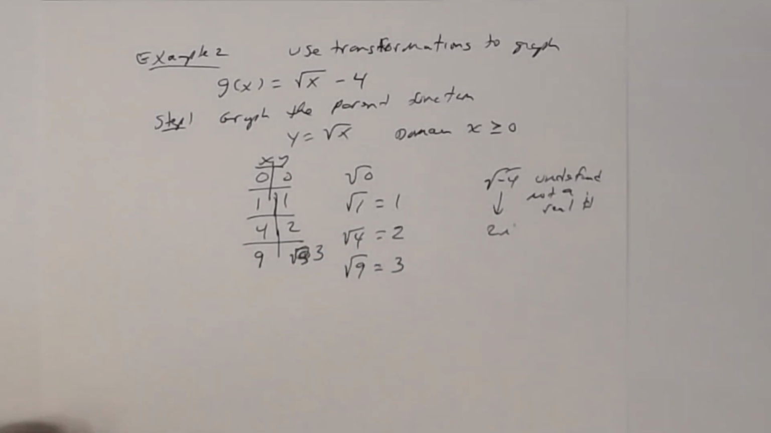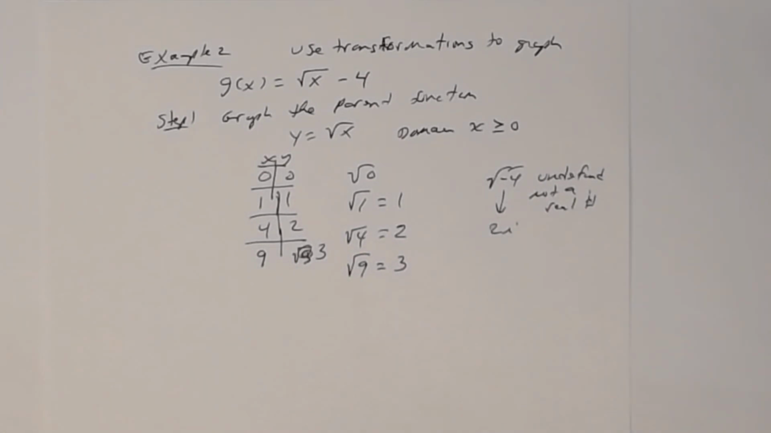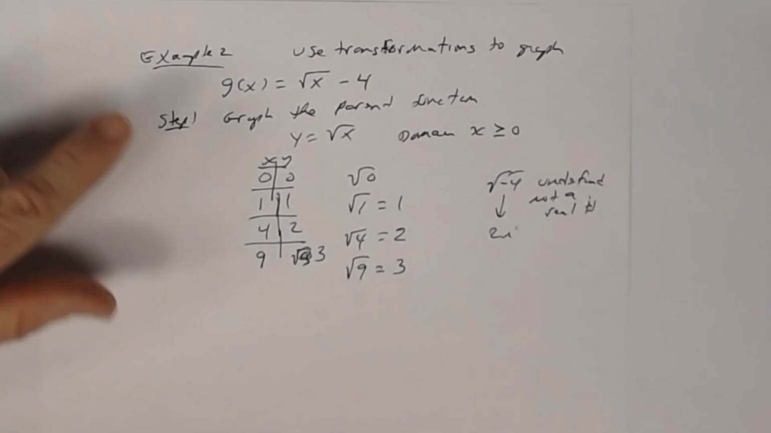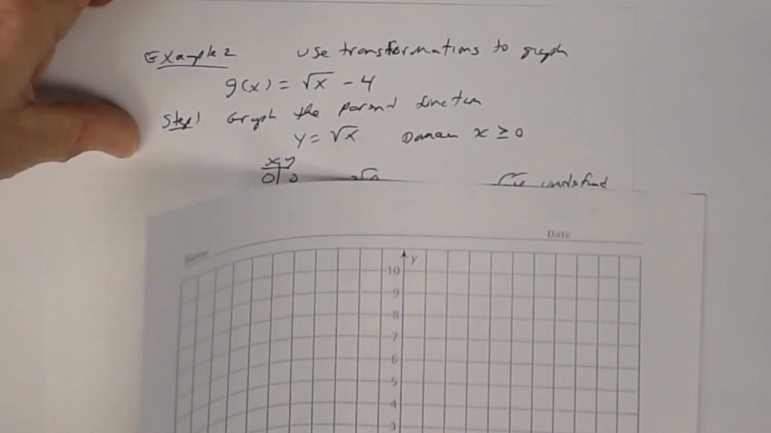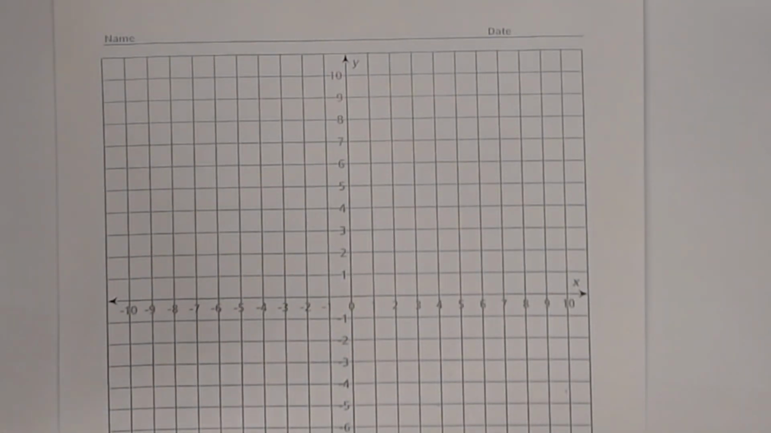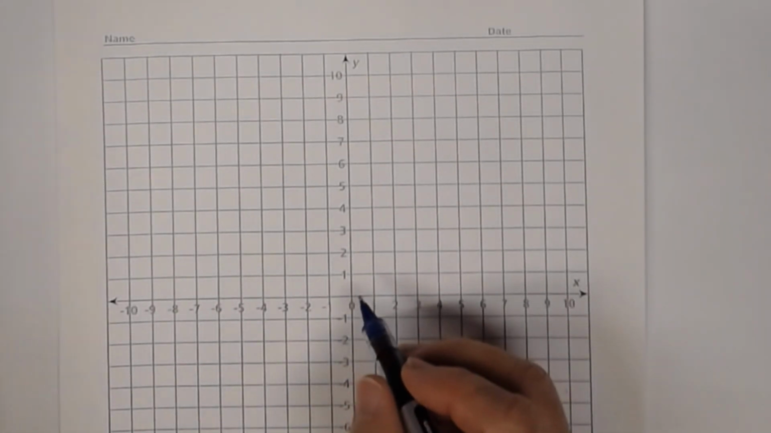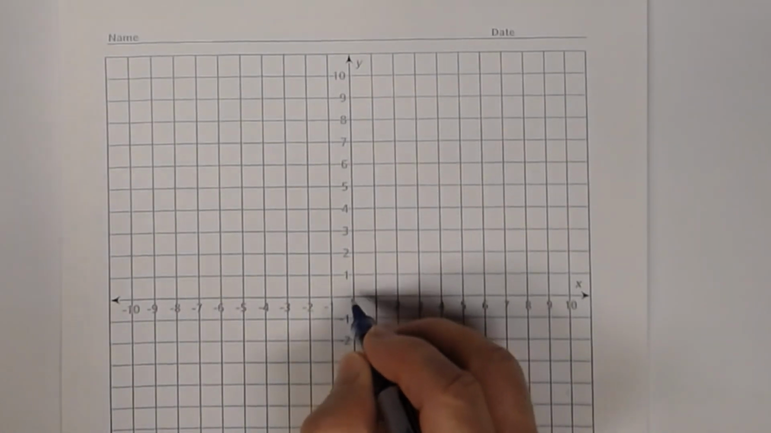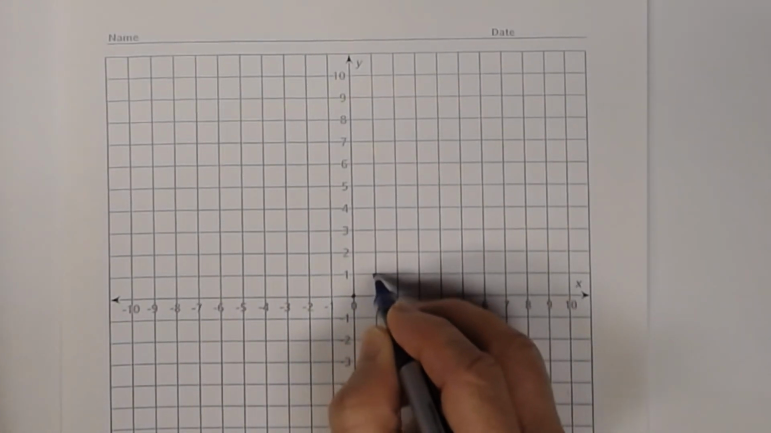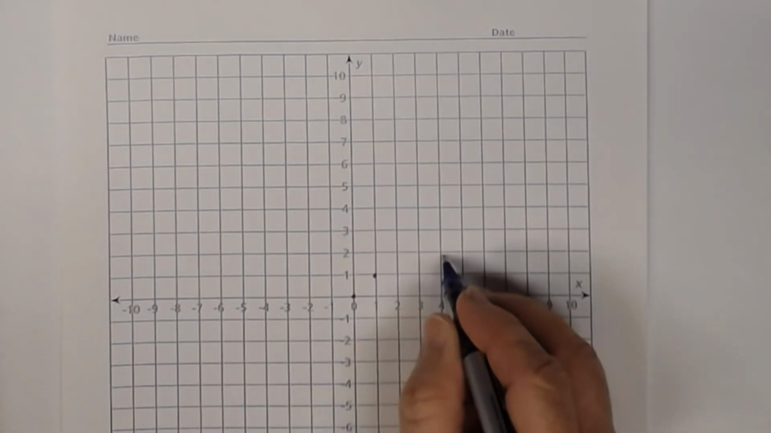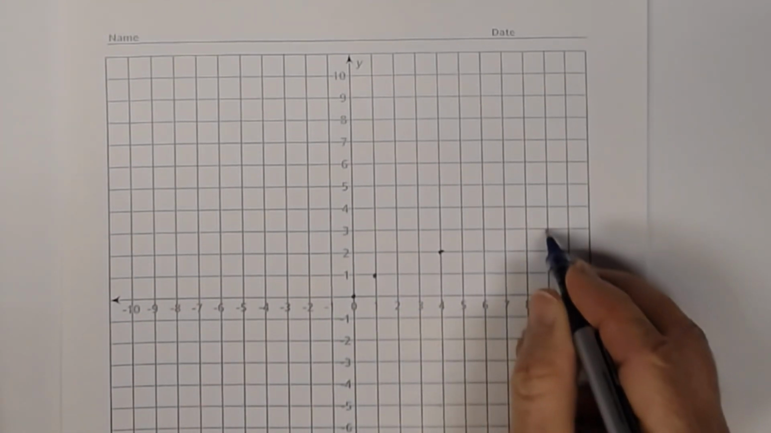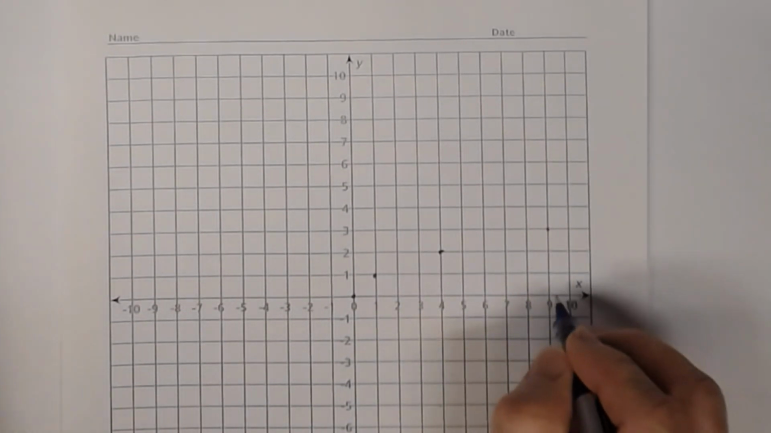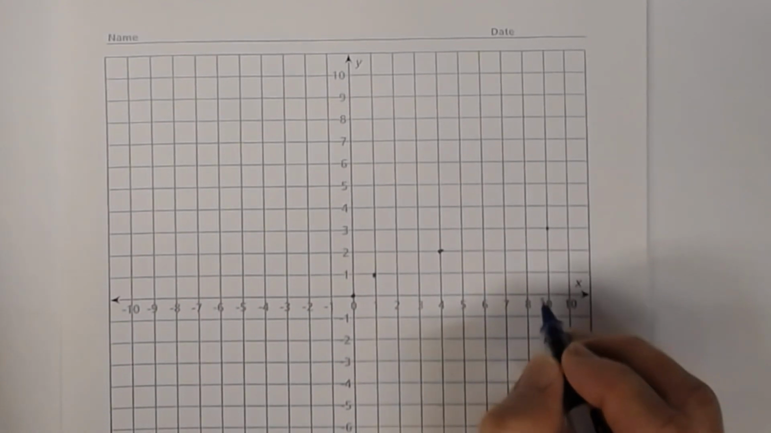All right, and then let's go ahead and graph these. I'm going to show you what's going to happen. So remember, step 1 is always graph the parent function. So let me get that pen. We have 0, 0, 1, 1, 4, 2, 9, 3, and so on. But I ran out of room here, so I'm going to stop at 9.